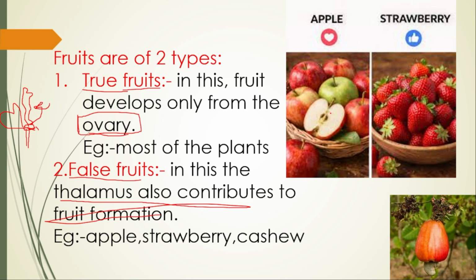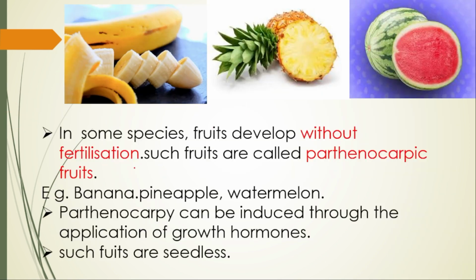Examples are given here. This is the apple, this is the strawberry, and this one is the cashew. Apple, strawberry, and cashew are examples of false fruit, because the portion you eat in the apple is actually nothing but the thalamus. Inside, what we usually remove is actually the fruit. This one is the wall and these are the seeds. Okay, next, in some species fruits develop without fertilization.